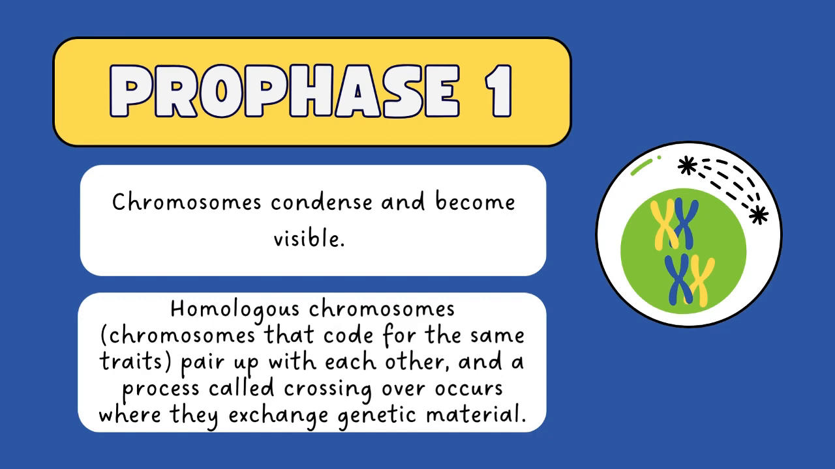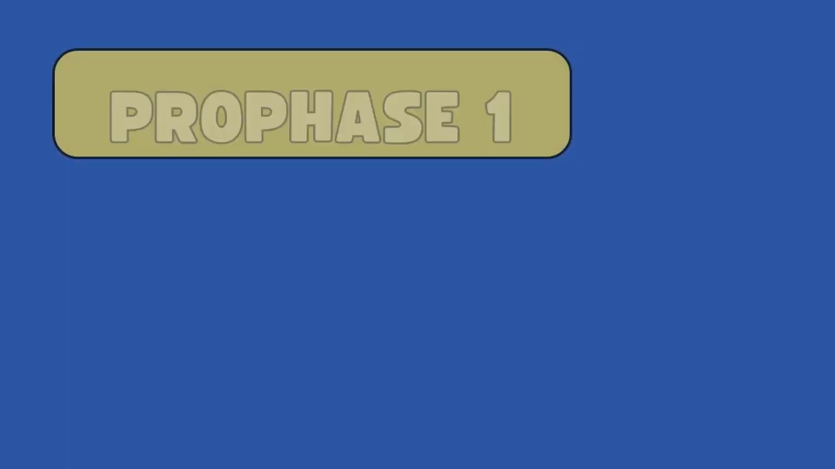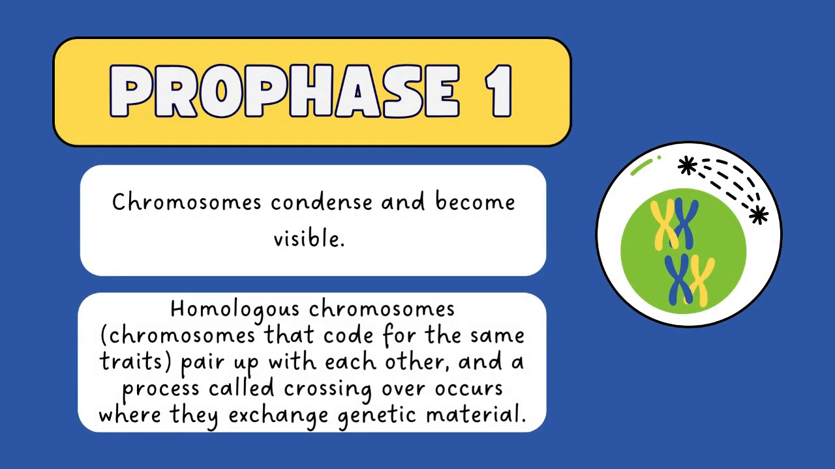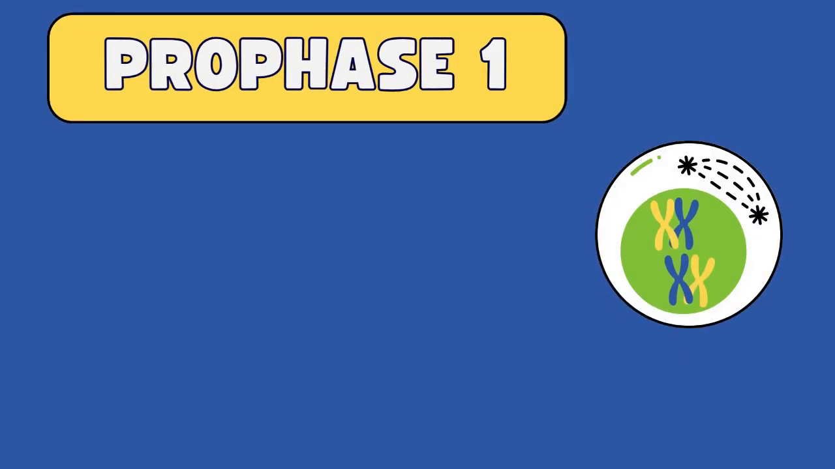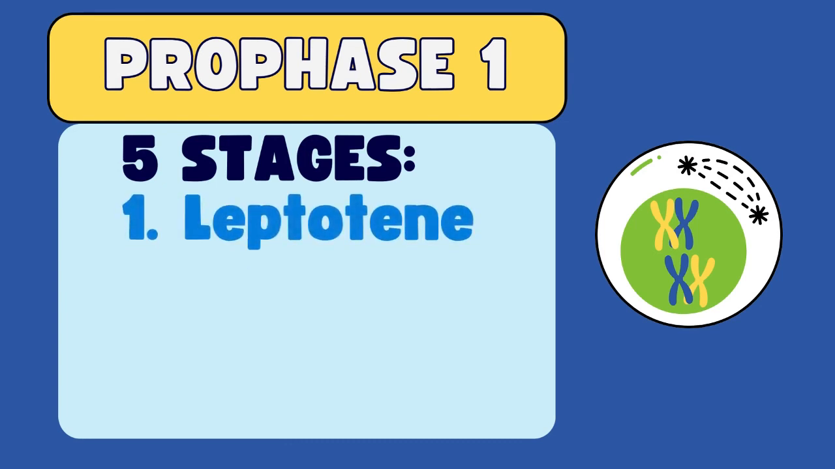In prophase 1, the chromosomes will condense and become visible. The homologous chromosomes, or the chromosomes that code for the same traits, will pair up with each other, and a process called crossing over occurs where they exchange genetic material. The 5 stages that occur in prophase 1 are: number 1 is leptotene.